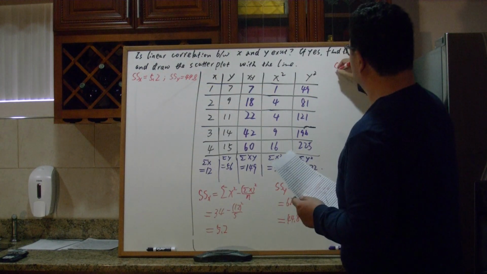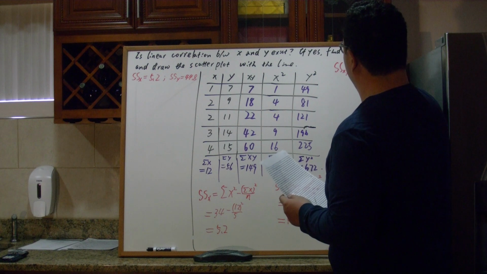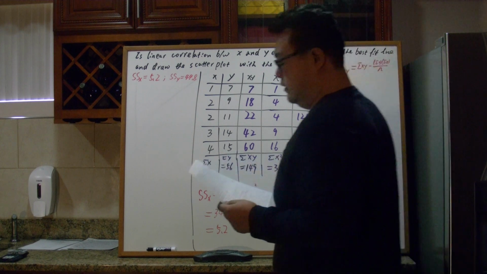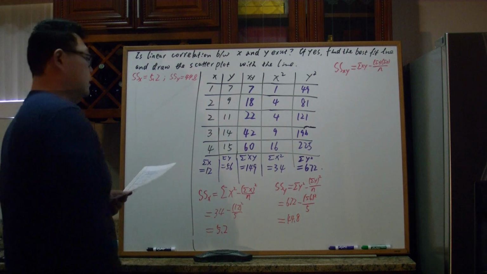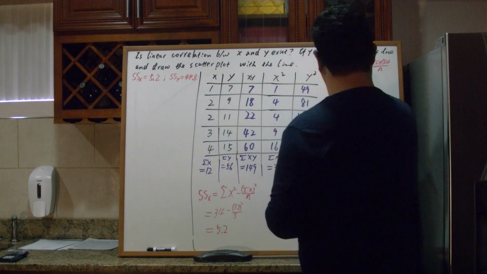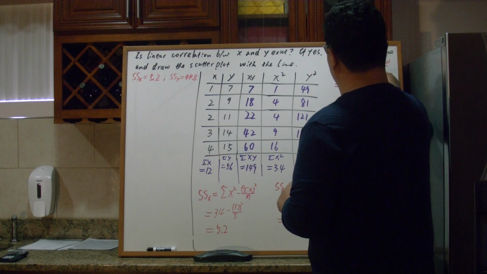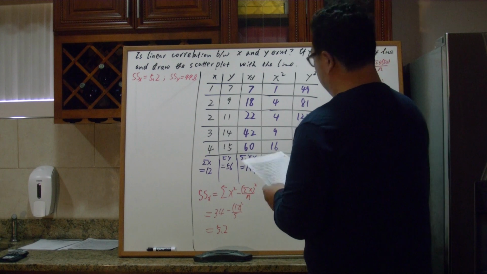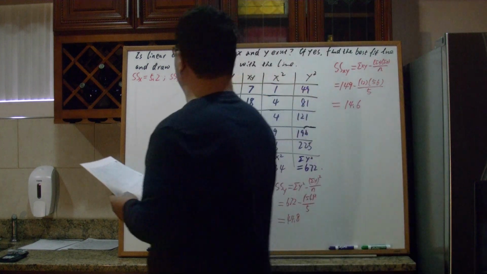And SSXY is the sum of xy minus the sum of x times the sum of y over n, which is 149 minus the sum of x, 12, times the sum of y, 56, over 5. That will give the value of 14.6.